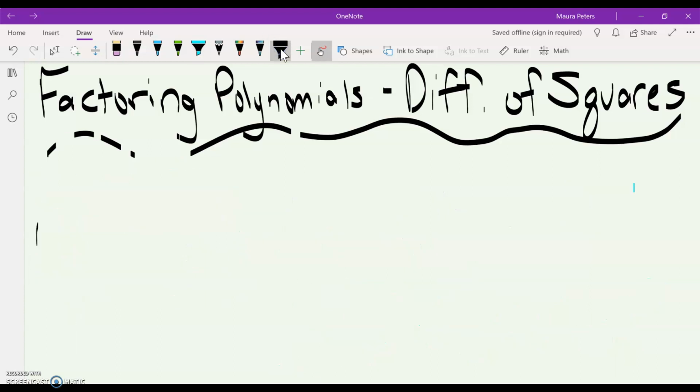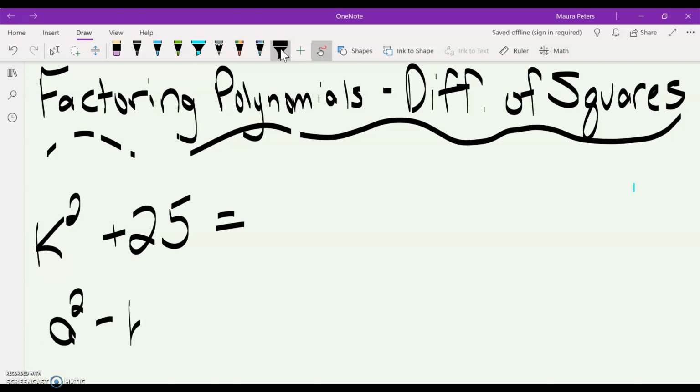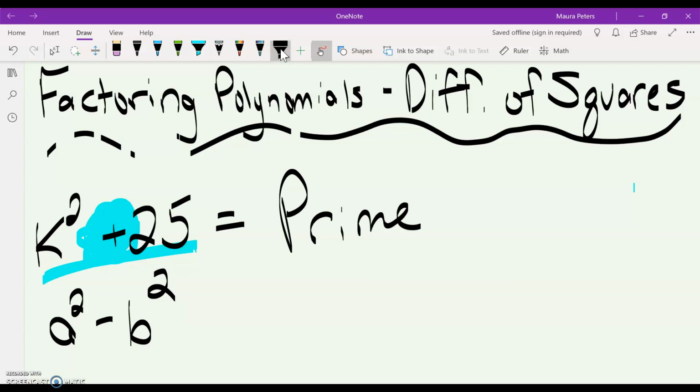Now let's take a look at this example. We have k squared plus 25. Okay, now the rule said we needed to have an a squared minus b squared. So right off the bat here, you should begin to notice something, and that would be this sign right here. Because you have a plus 25, this makes this binomial non-factorable. So if we can't factor that and it doesn't follow the rule, we call this prime.